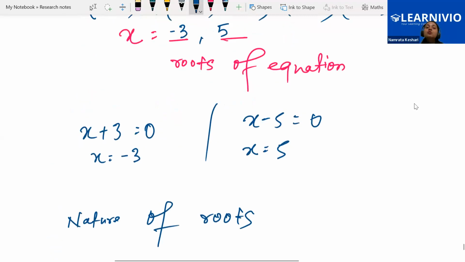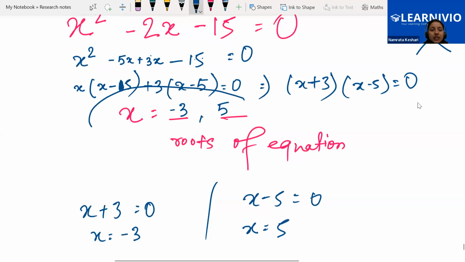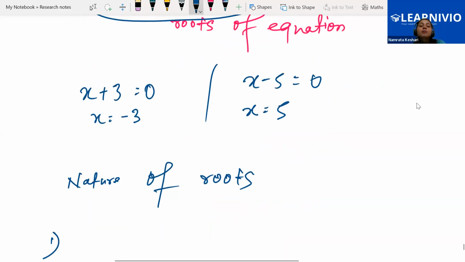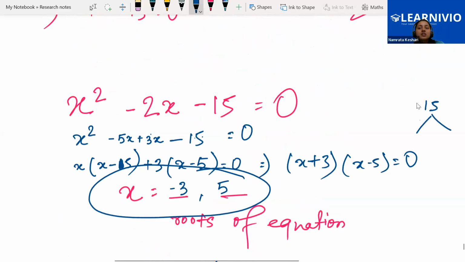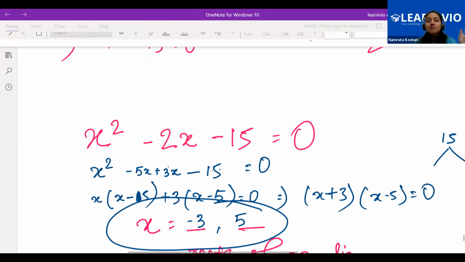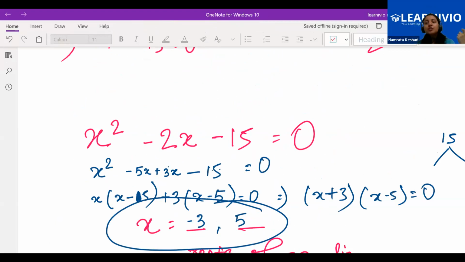What is a root? Root means these 2 x values which we have found here, that's called the root. So here we will be talking about the nature of the root. We don't have to find what the root is, what the solution is, what x is. We just have to check what the nature of the root will be. That means the root will be a real number or not a real number. If it is a real number, then both x values will be the same or different. That much we have to know.